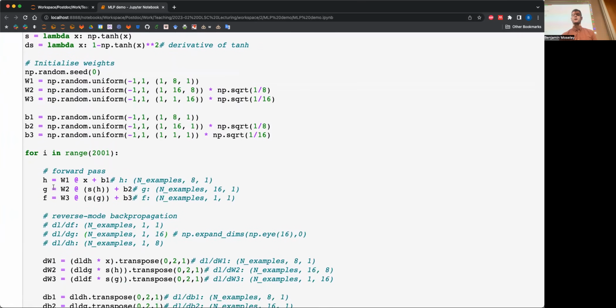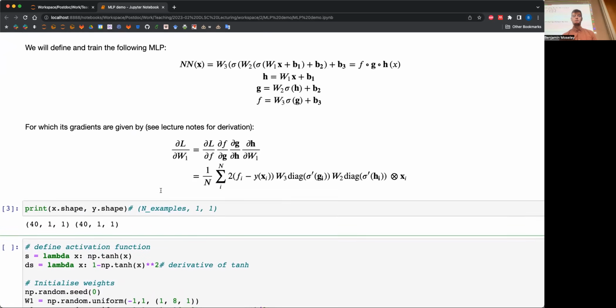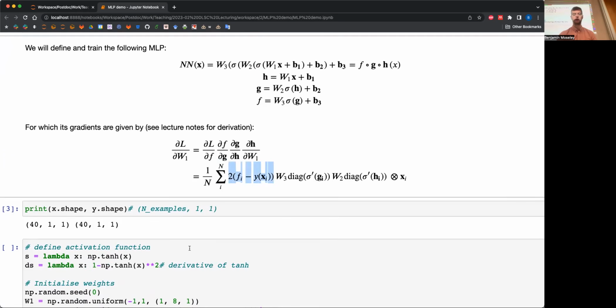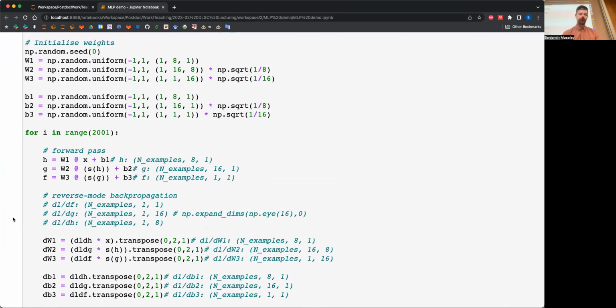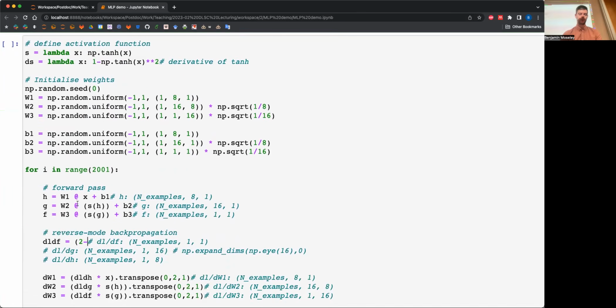Cool, so that's done the forward pass. And remember, as I said before, we have to collect these values of H, G, and F so that we can evaluate the gradient. So the first thing we want to do is evaluate DL by DF. So DL by DF here is just this first term of the loss function here. So we say DL by DF equals 2 times F minus Y, like this.